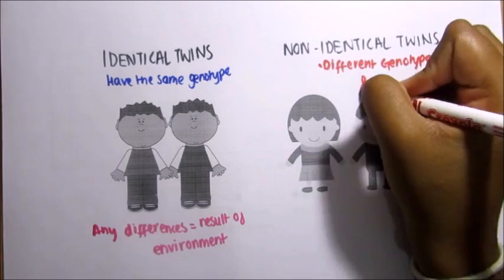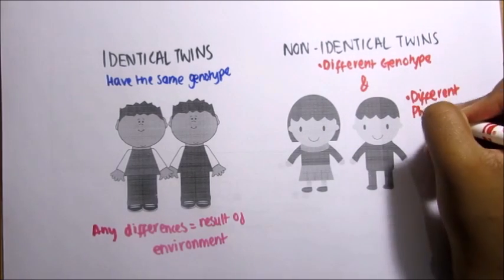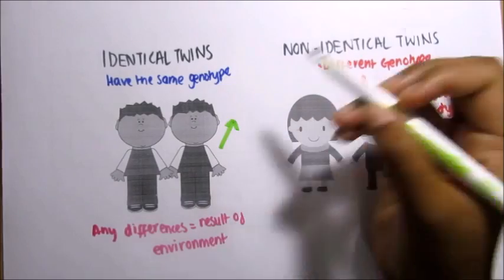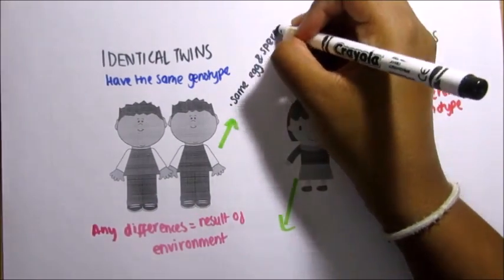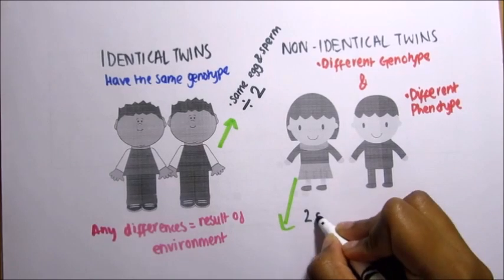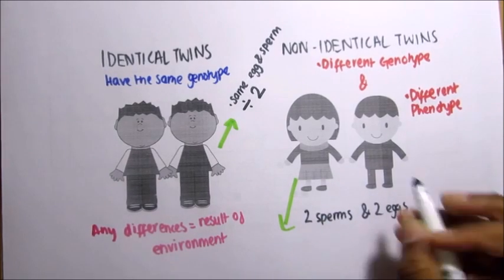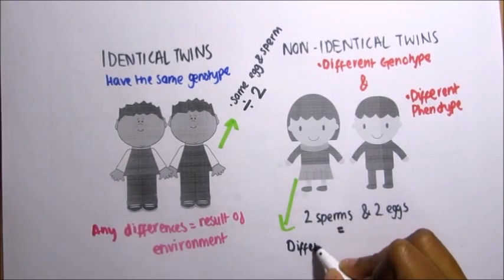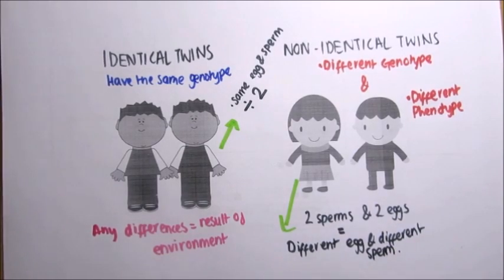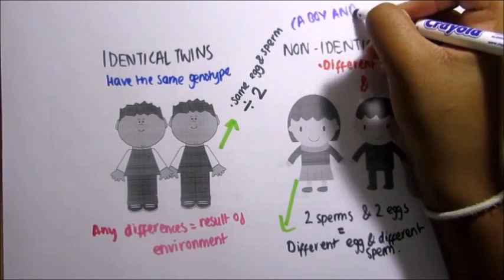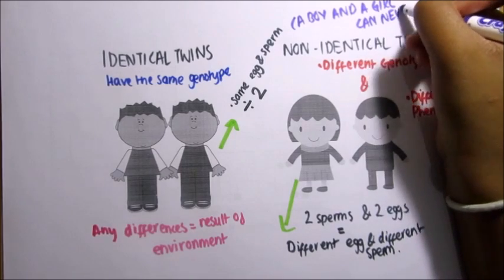Non-identical twins, on the other hand, have different genotypes and different phenotypes. This is due to the way they both have been conceived. Identical twins have come from the same egg and same sperm cell, whereas non-identical twins come from different sperm cells and different egg cells, just like other siblings. And also remember, a boy and a girl can never be identical twins.